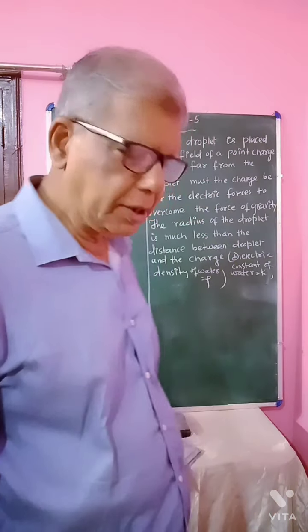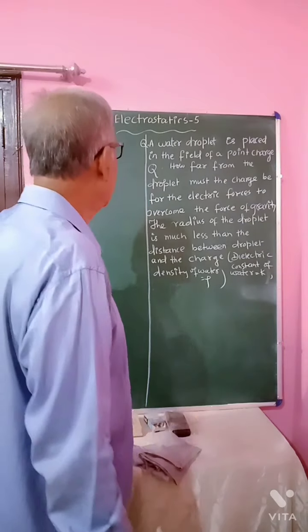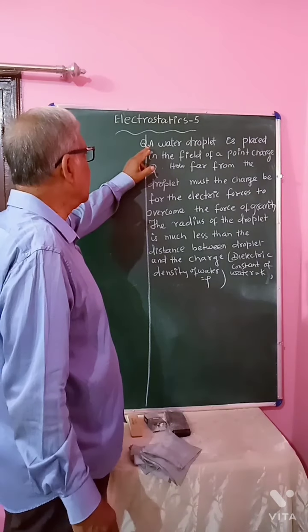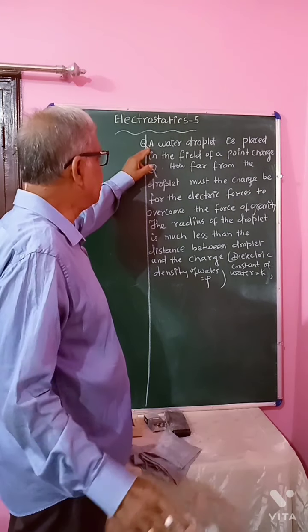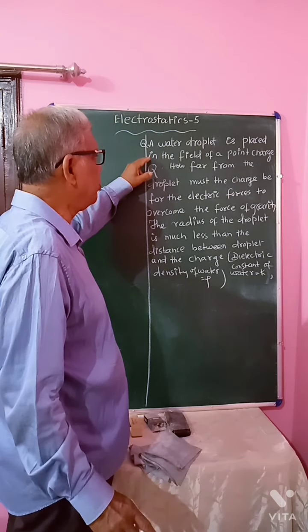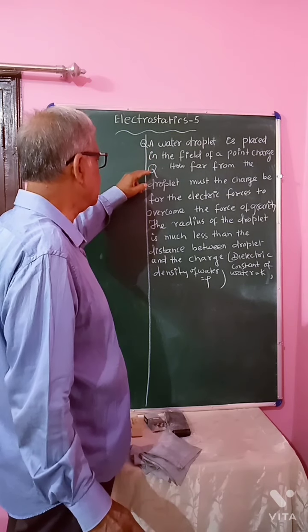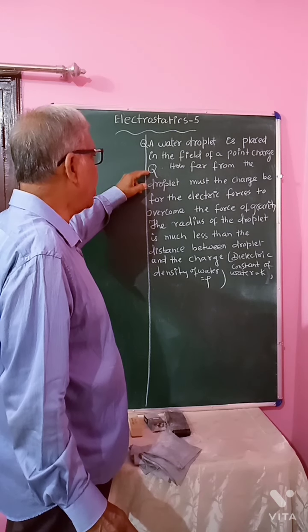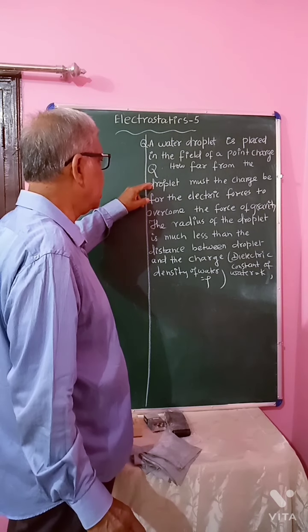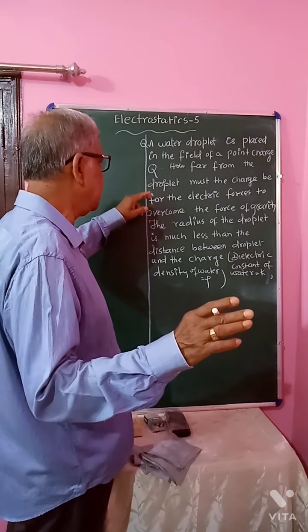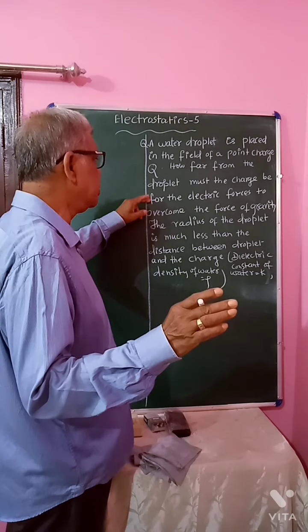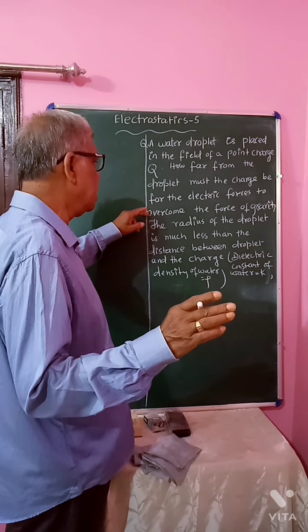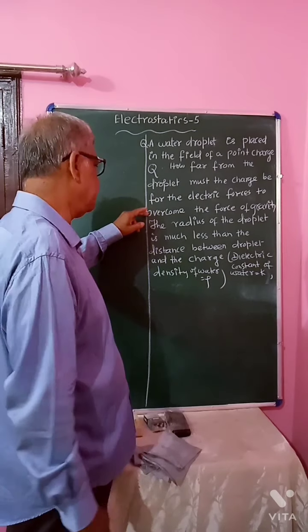Let us discuss a very important problem. The problem is a water droplet is placed in the field of a point charge Q. How far from the droplet must the charge be for the electric forces to overcome the force of gravity?